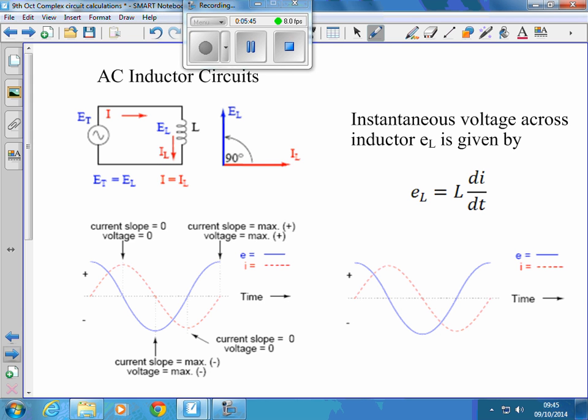Inductor. The instantaneous voltage across an inductor, EL, is given by L, the inductance in henries, multiplied by di by dt. What is di by dt? Andrew, got any idea? It's a differential. So what is the differential? How would we say that in words?